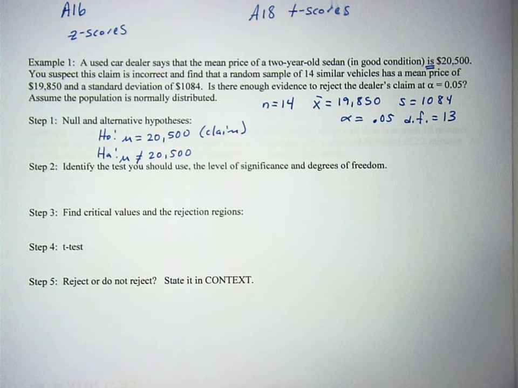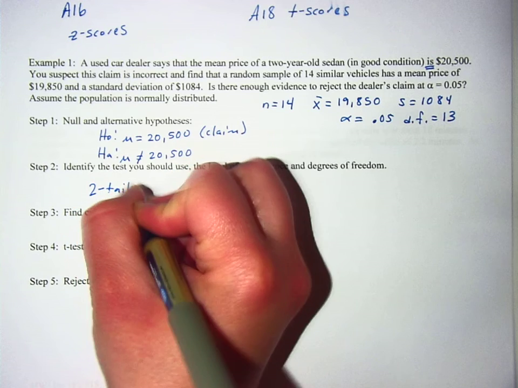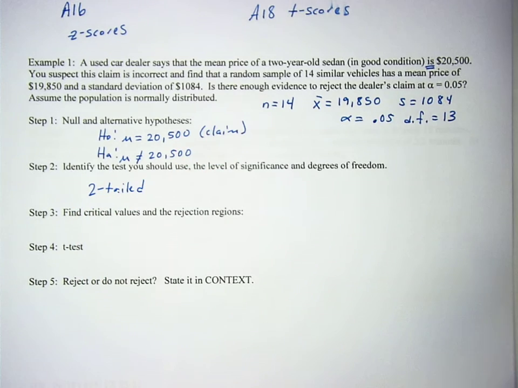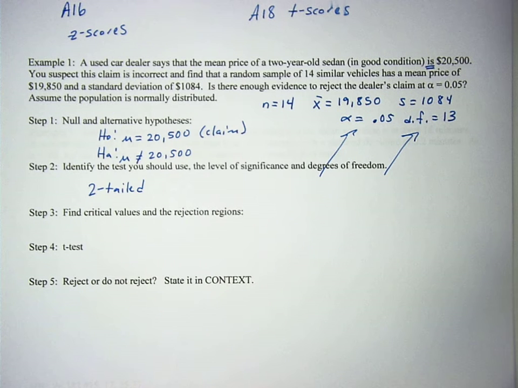Next we're going to identify what test we should use. So again, it's two-tailed, left tail, or right tail. And because this is an equals, this is a two-tailed test. Level of significance, degree of freedom, I already got those there, so we're good there. Critical values and rejection regions.